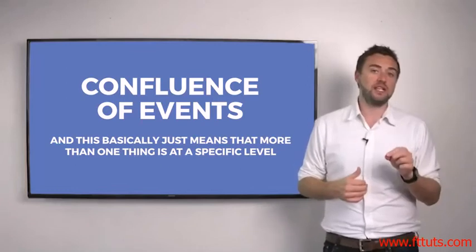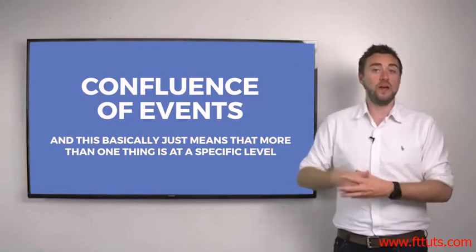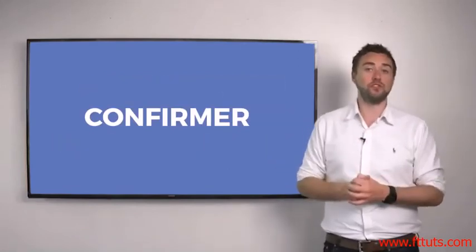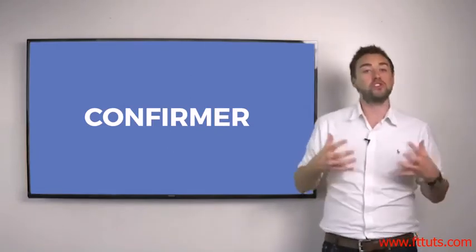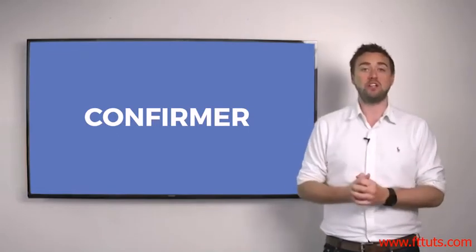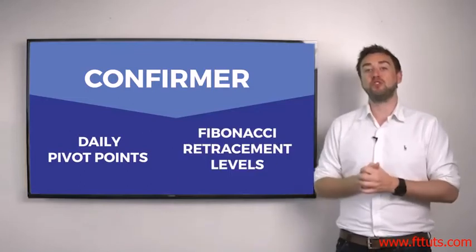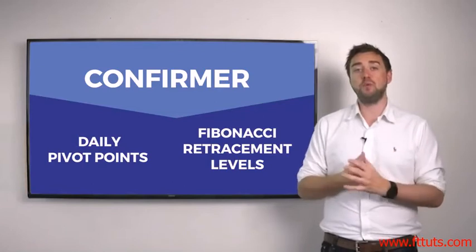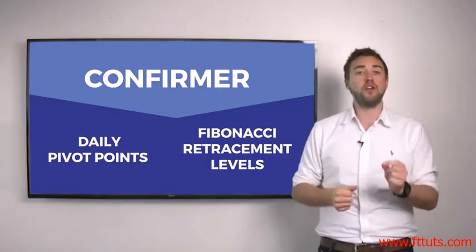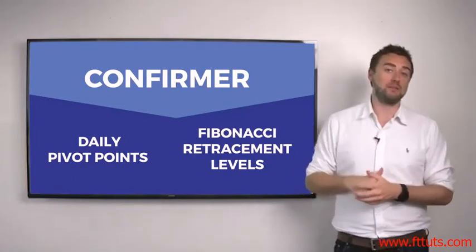Looking for confluences brings us to our next set of levels. And these are things that can be used as confirmers for the levels that we have just covered. A confirmer is something new that wasn't there before, but that now lines up very well with an old psychological level or previous reaction point. Confirmers can include things like daily pivot points and Fibonacci retracement levels. If you are not familiar with these things, then it's definitely worth doing some extra research, because although they are purely technical concepts, the fact that so many traders watch them can make them significant.